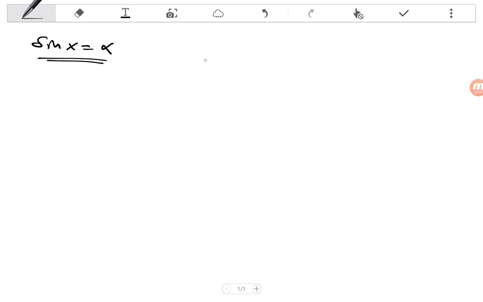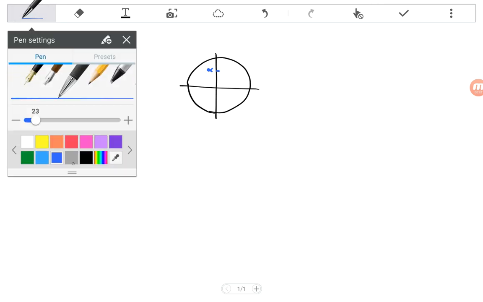In this case, let's depict that on the unit circle. We are looking for some angle x for which its sine is equal to alpha, which means that its y coordinate on the unit circle will be equal to alpha. In this case, we will also have two basic angles. What are these two basic angles?